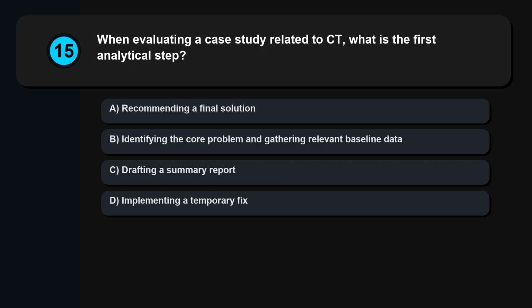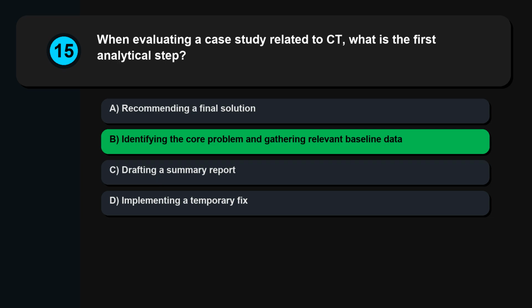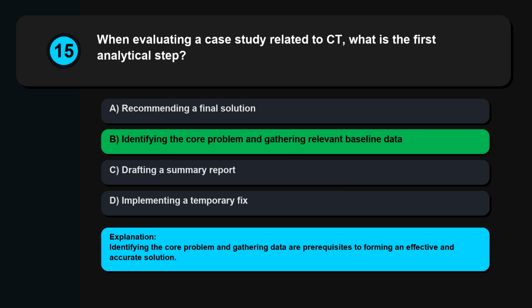Question 15. When evaluating a case study related to CT, what is the first analytical step? Recommending a final solution, identifying the core problem and gathering relevant baseline data, drafting a summary report, implementing a temporary fix. Identifying the core problem and gathering data are prerequisites to forming an effective and accurate solution.